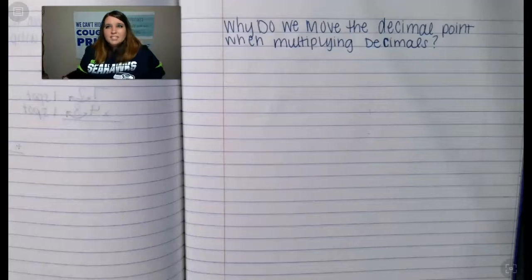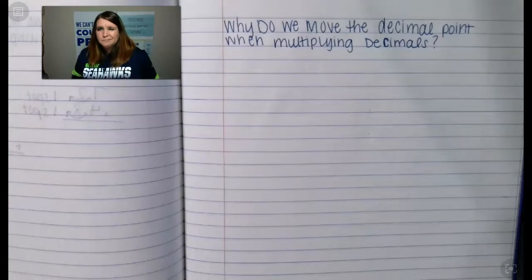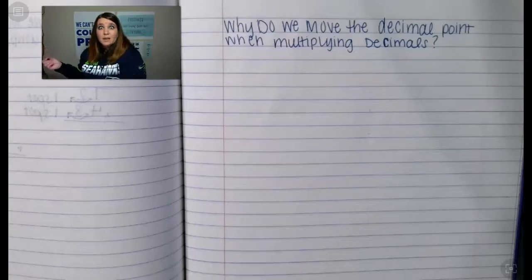Our essential question today is, why do we move the decimal point when multiplying decimals? Why do we have to move this thing? What's the point? We're going to find that out today. But first, we are going to start with a problem and see what happens when we have two decimals, because that's just so weird. Why would you need two decimals? Oh, maybe like money. Maybe I'm multiplying my money by my money. We don't know. Okay, let's look at it.